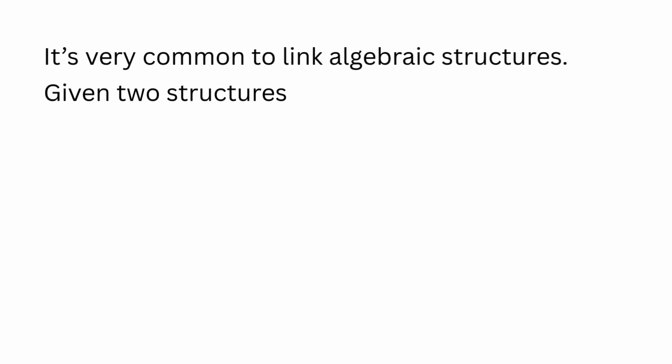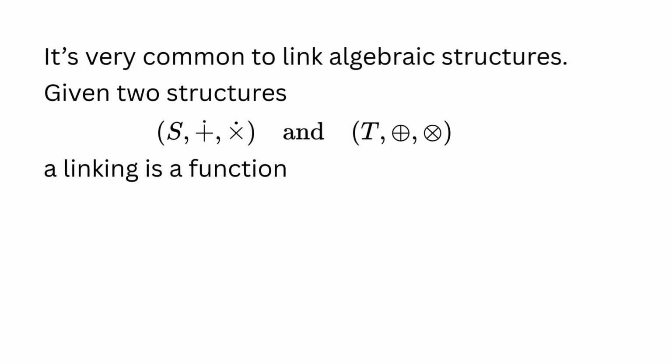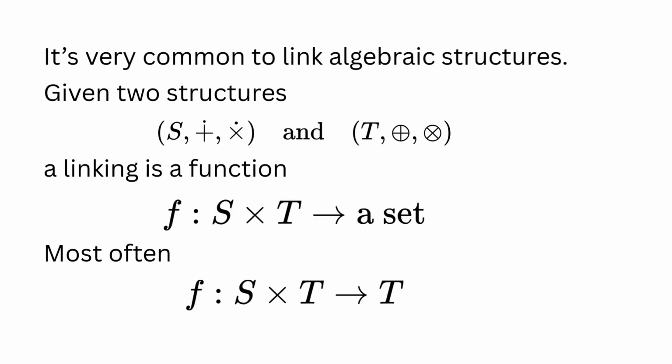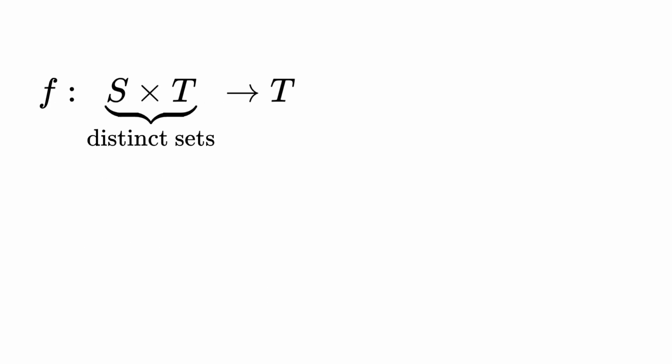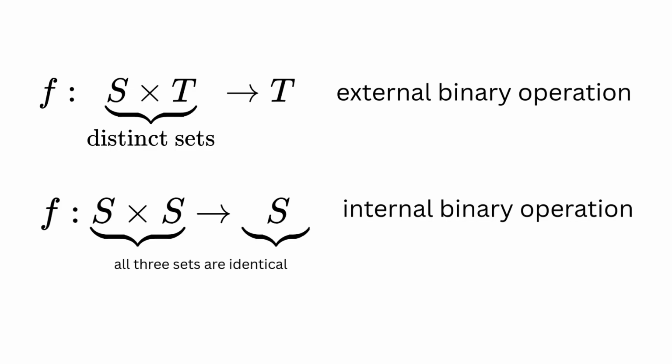It's very common to link algebraic structures. Given two structures, one on the set S and another on the set T, a linking requires a function that takes elements from S and T and maps the pair to elements of S or T, or even another set having another structure. This is still a binary operation since the input is two elements. However, the domain is formed from more than one set. So, I will call it an external operation as opposed to the previously defined internal binary operations where the two elements of the same set are mapped to a third element of the same set too.